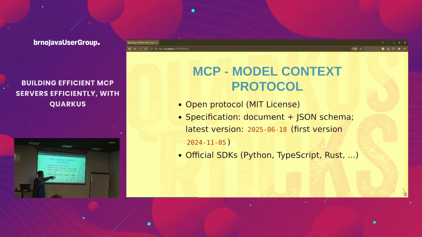Then we have some official SDKs. Basically, a lot of SDKs for most programming languages, and they are used to build clients and servers. There is even an SDK for Java, but we don't use it in quarkus-mcp-server, nor in the Quarkus LangChain4j project. We can talk about it later.